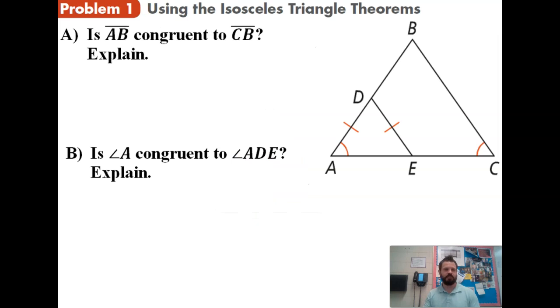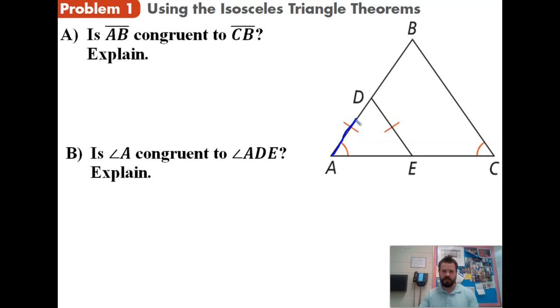All right, so let's put those theorems to work. Problem one, it looks like we have a couple of isosceles triangles, and what we want to work on doing here is matching up the congruent parts and seeing how the different sides and angles relate to each other. So part A says, is segment AB congruent to segment CB? Explain. Let's take a look here.